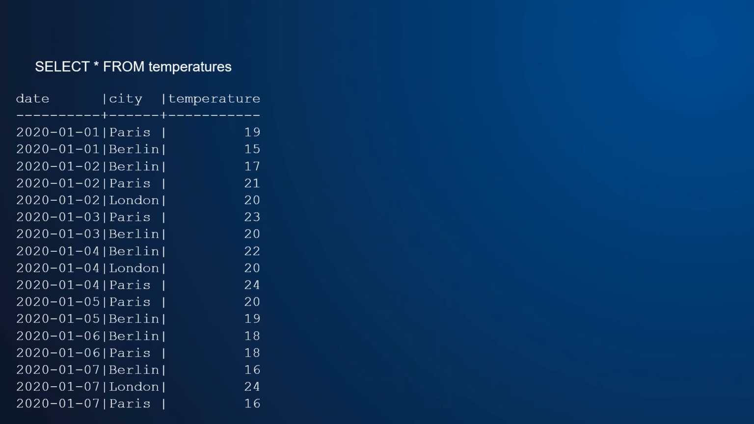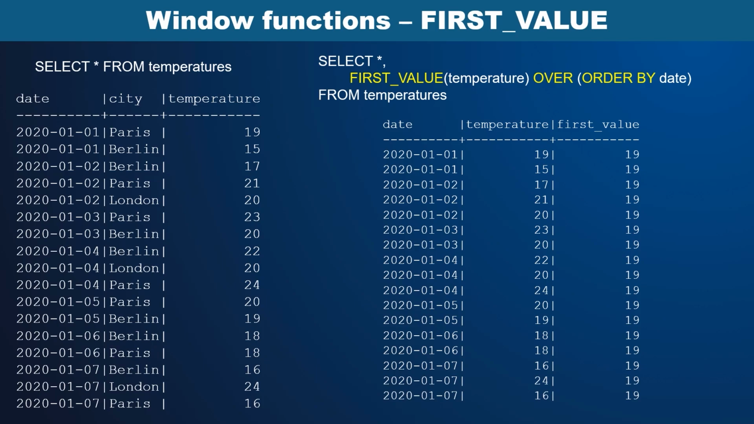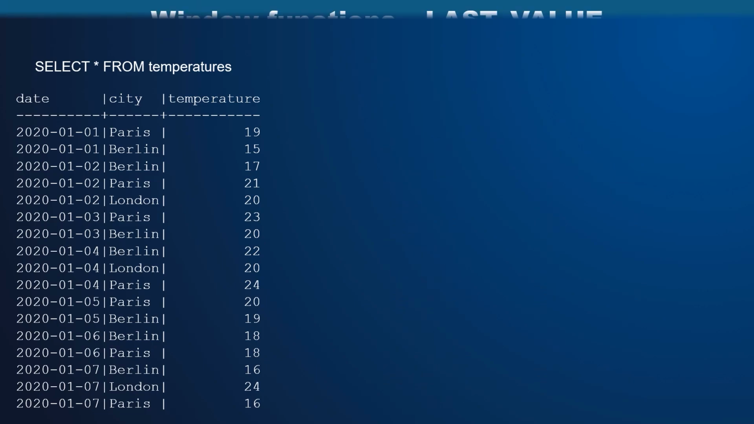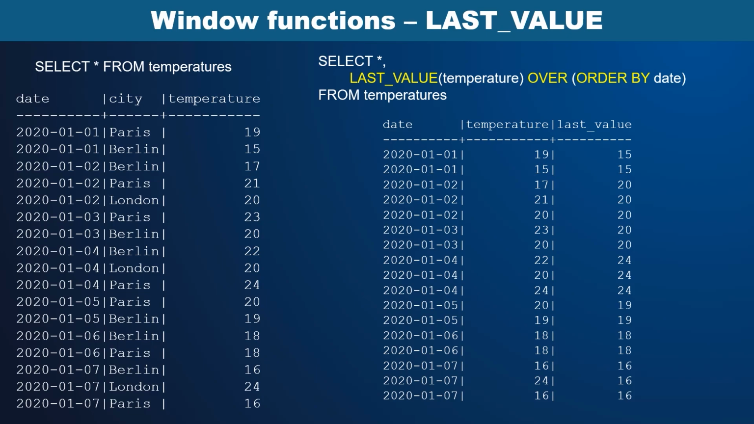Moving on to the first value function. As the name implies, the first value function returns the first value in the current window. And then the last value function. This function returns the last value in the window. But there is a catch. Look at the result, you might be confused.